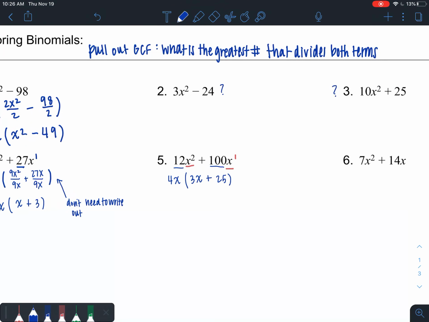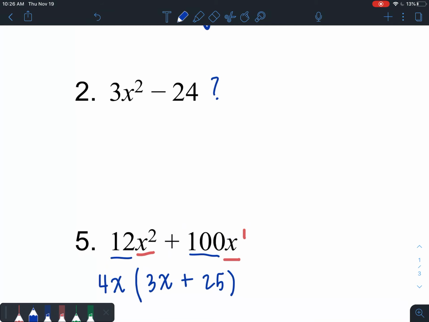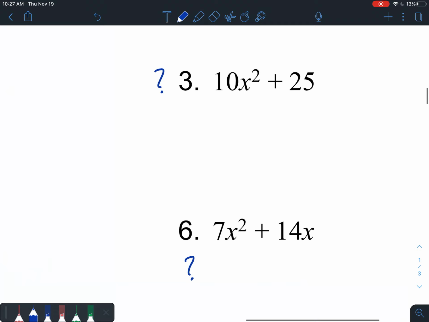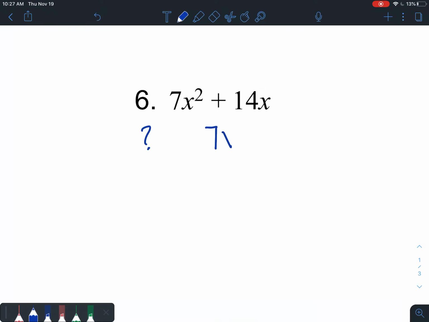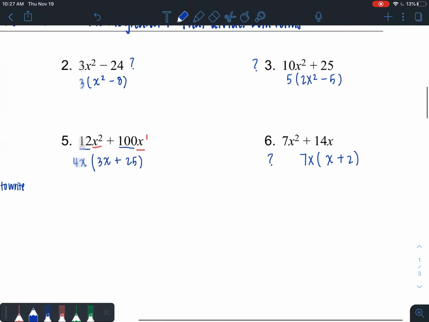I want you to go ahead and do the last 3 on your own. So this one here, I'm going to factor out a 3, and so then I'm left with x squared minus 8. On this one here, 5 is the biggest thing that divides, and so I'm left with 2x squared minus 5. Then for this one, I can pull out a 7x, and so I'm left with x plus 2. The way we would read that is 7x times the quantity x plus 2.